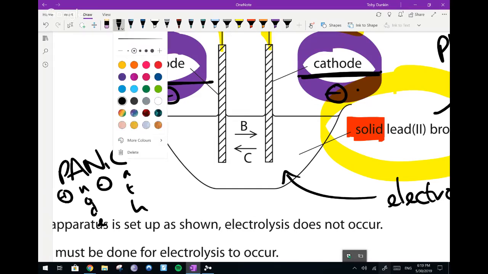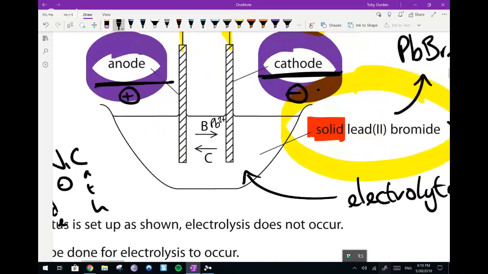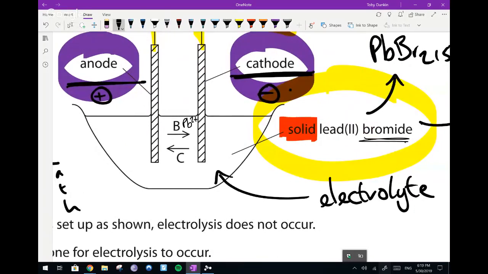So in this case, I'm just going to shrink my pen down. B is going to be lead 2+, heading towards the negative cathode. Next, what must C be? C needs to be a negative ion. And who's the negative ion in this particular case? And that's bromide. So Br minus.